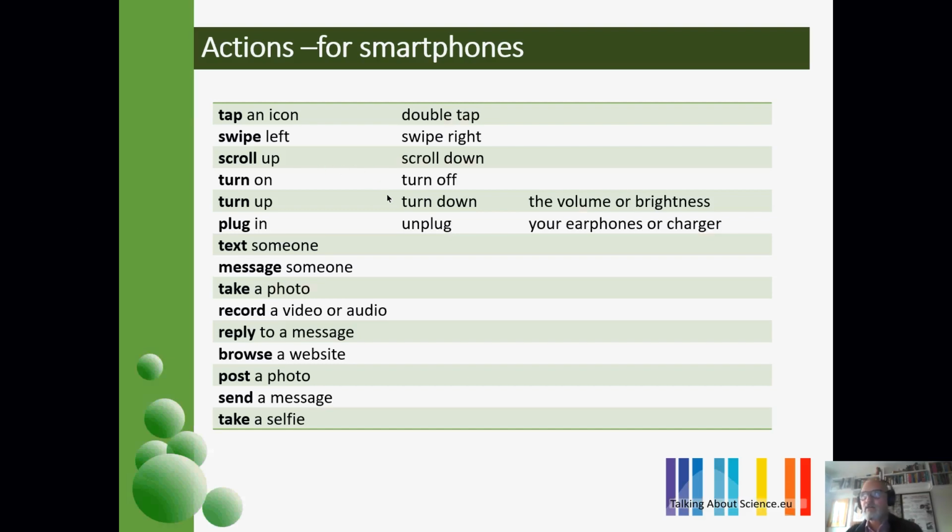Okay, so if we think about the sorts of actions that you might use with smartphones, and this is absolutely normal, you're tapping, you're swiping, you're scrolling. Well, you scroll up and down on a computer screen as well. You're plugging it in, you're turning it off, you're texting, messaging someone, you're taking photos, recording, replying, you're browsing. Or you're surfing, as it used to be called. I think browsing is probably the way we describe it these days.